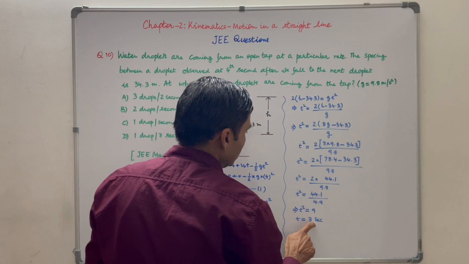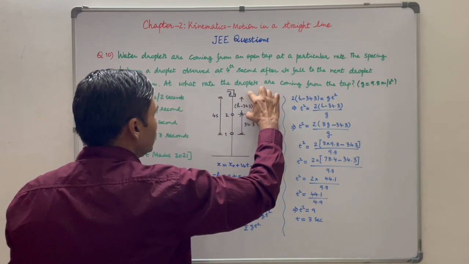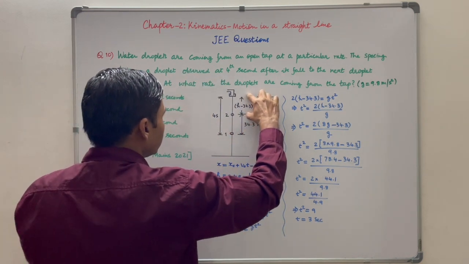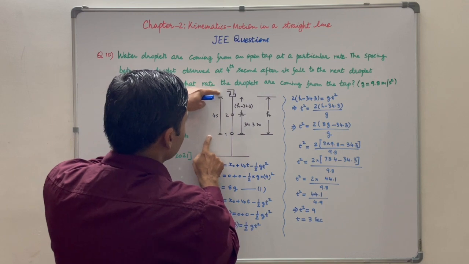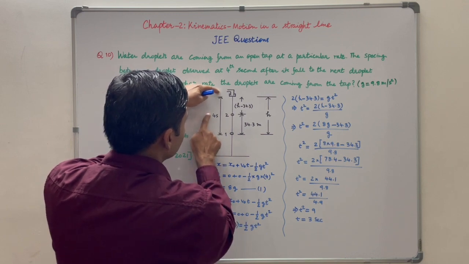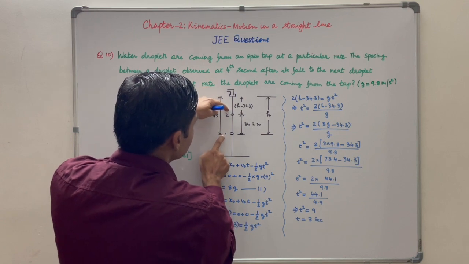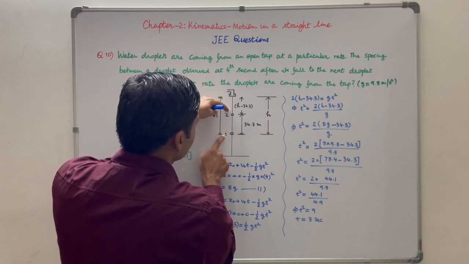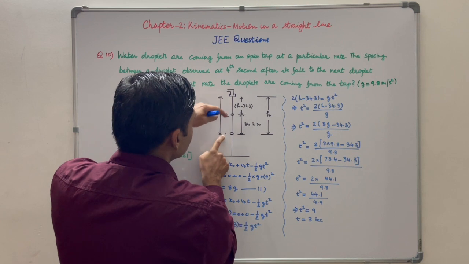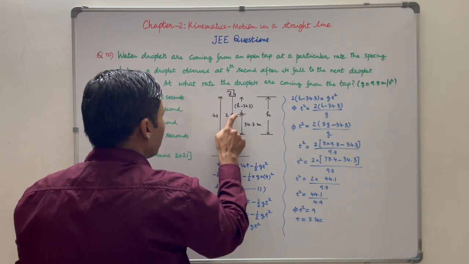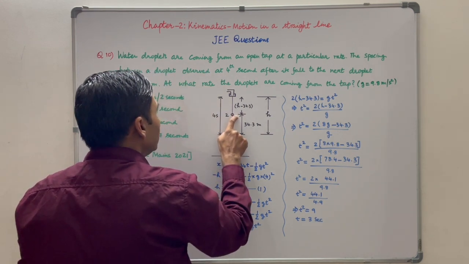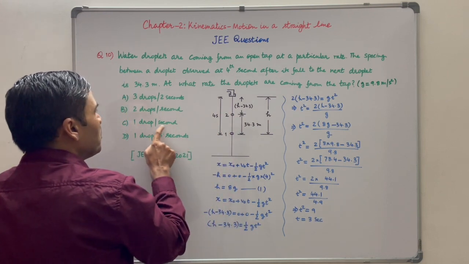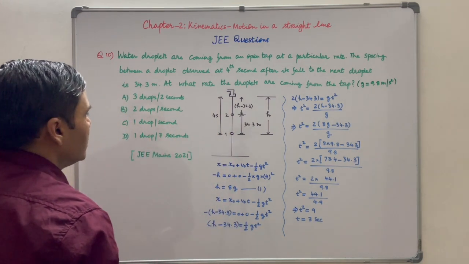t is equal to 3 seconds. Means this duration is 3 seconds. So this duration is given as 4 seconds and this duration we have figured out is equal to 3 seconds. Means the duration between 1 and 2 is equal to 1 second. Means after 1 second the second drop comes out. It means it is 1 drop per second. That is the answer.